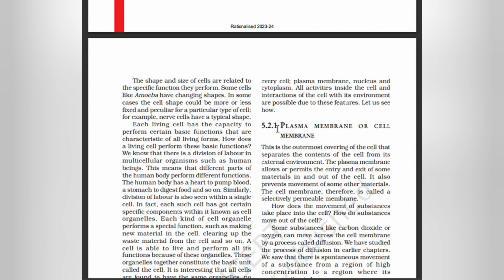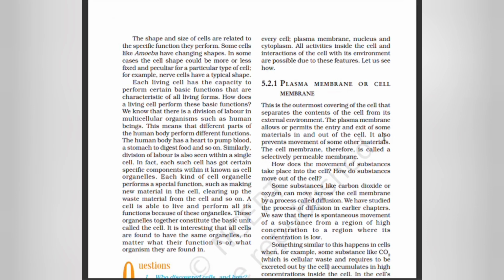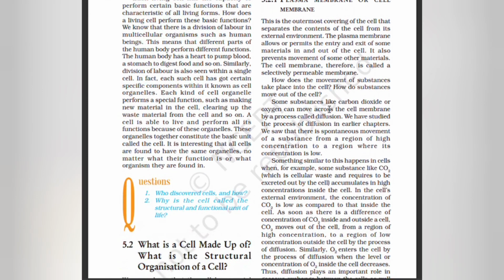Plasma membrane or cell membrane. This is the outermost covering of the cell that separates the content of the cell from its external environment. Plasma membrane allows or permits the entry and exit of some materials in and out of the cell. It also prevents movement of some other materials. The cell membrane, therefore, is called a selectively permeable membrane. How does the movement of substances take place into the cell? How do substances move out of the cell?